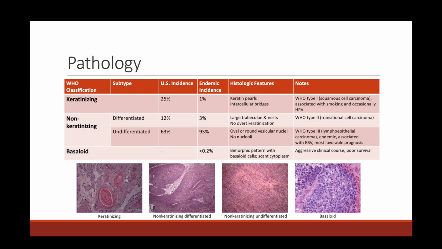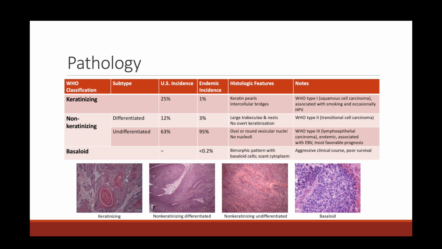The other 3 subtypes are classified under the WHO classification system. So those subtypes are keratinizing, non-keratinizing differentiated, non-keratinizing undifferentiated. These are known as WHO type 1, 2, and 3 respectively. So type 1 is keratinizing, type 2 is non-keratinizing differentiated, type 3 is non-keratinizing undifferentiated.